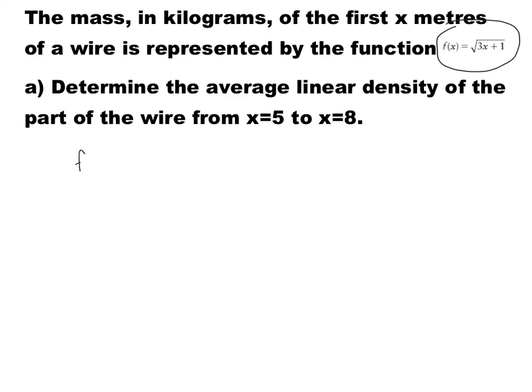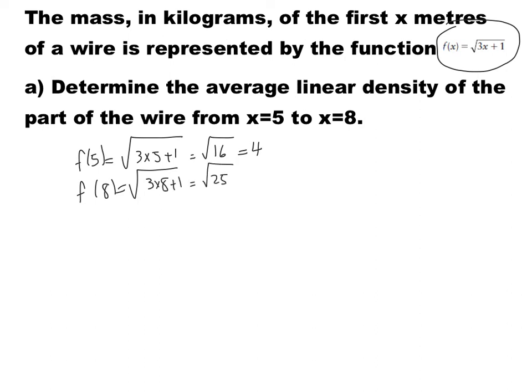So to find that one, we know that f of 5 is equal to square root of 3 times 5 plus 1, which is 15 plus 1, which is 16, which is 4. f of 8 is square root of 3 times 8 plus 1, which is square root of 25, which is 5. So the average linear density rho is going to be f of 8, which is 5, minus f of 5, which is 4, divided by 8 minus 5, which is 1 over 3. And this is going to be our average linear density in kilograms per meter.